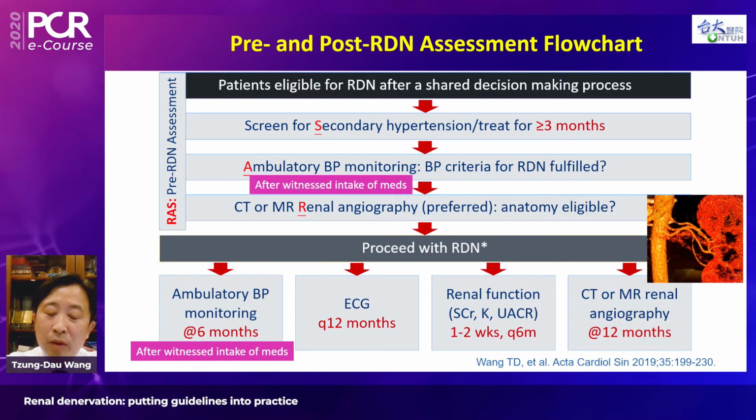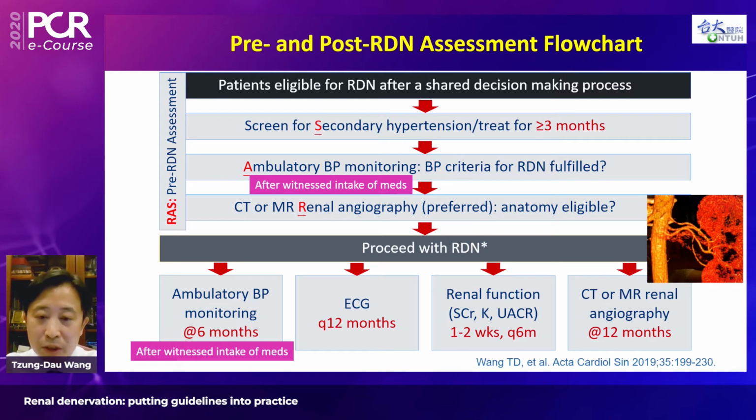We first have to go all the way back to secondary hypertension exclusion: identify them, treat them. But if the blood pressure still remains uncontrolled, we confirm the blood pressure status by ambulatory monitoring to look at whether there is daytime, nighttime, or masked uncontrolled hypertension.